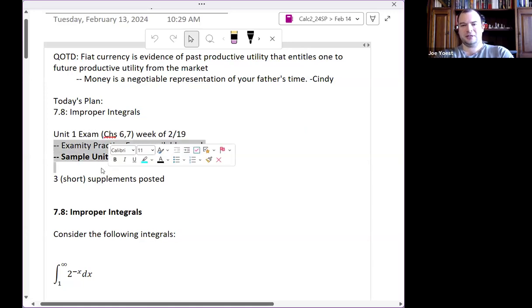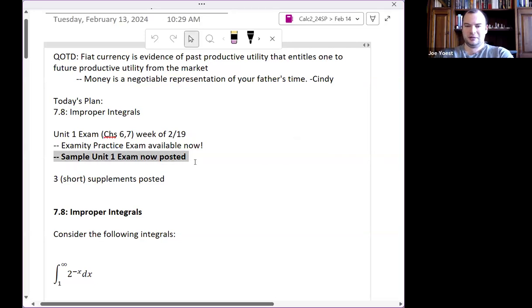And as I mentioned, the Examity practice exam and the Unit 1 exam are now posted. So they'll be available for you to practice the Examity process if you haven't already, and to get an idea of what's on the exam, the length of the exam, the difficulty of the material, and so on.